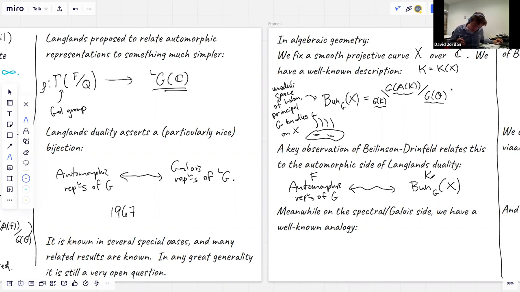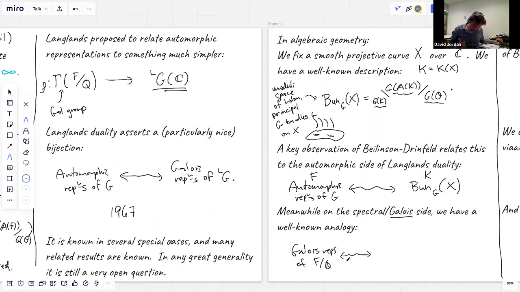They also were well aware of a sort of an old parallel that probably goes back to Grothendieck, maybe earlier, that we can think of the Galois group. So the Galois reps of F over Q.